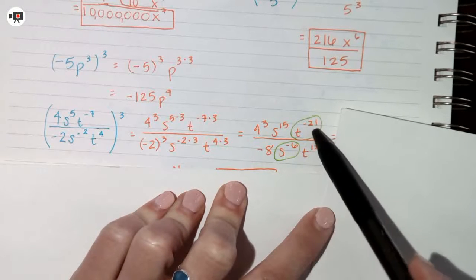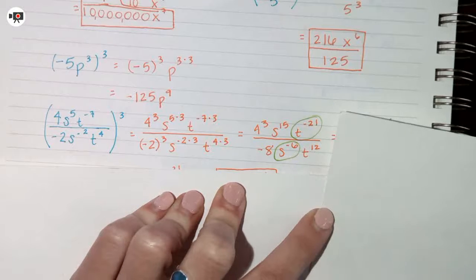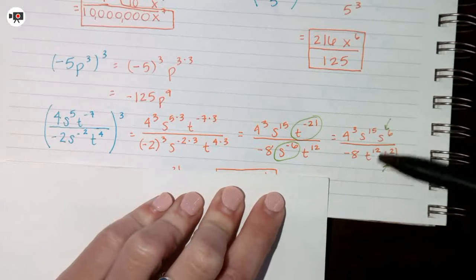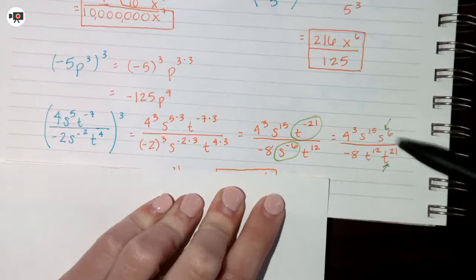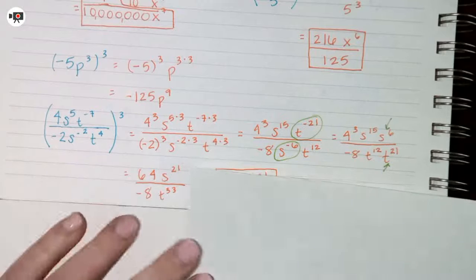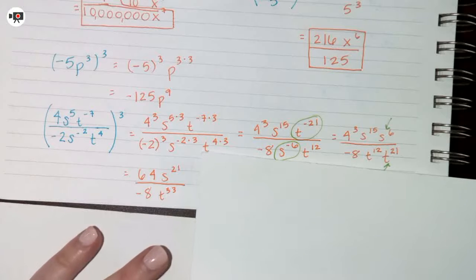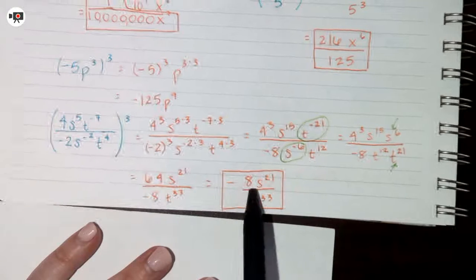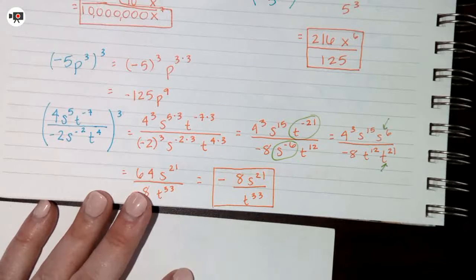I do have a couple of negative exponents, so these are going to switch from the numerator to denominator and denominator to the numerator. So when I switch them, I get positives. Now I have 2 s terms on the top and 2 t terms on the bottom. So I can add these exponents together to simplify my terms for s. In simplifying those, I have 64 s to the 21st over negative 8 times t to the 33. I can simplify one more time, and 64 divided by negative 8 is negative 8. So my answer is negative 8 times s to the 21st power over t to the 33rd power.